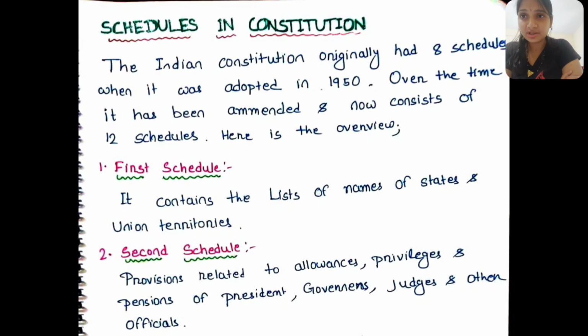What is there in the first schedule? In the first schedule, the list of the names of the states and union territories is present. How many states are there in India? That is 28 states and 8 union territories. All the names are contained in the first schedule.